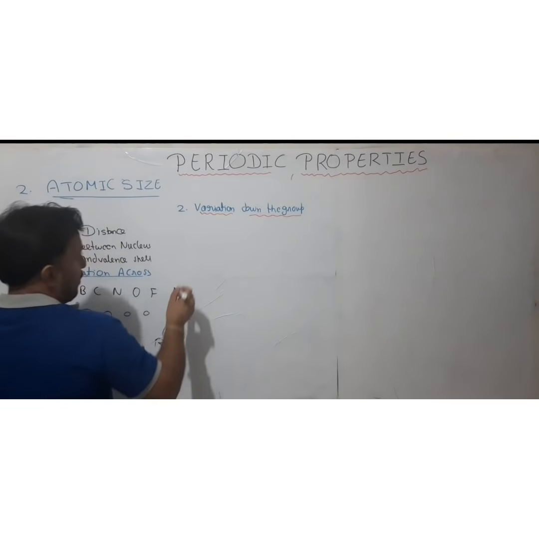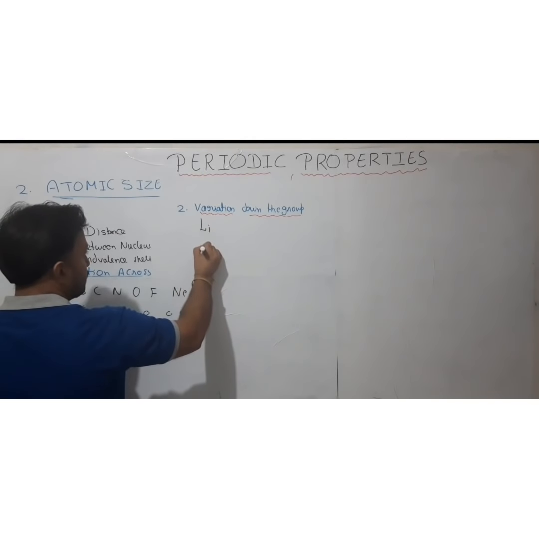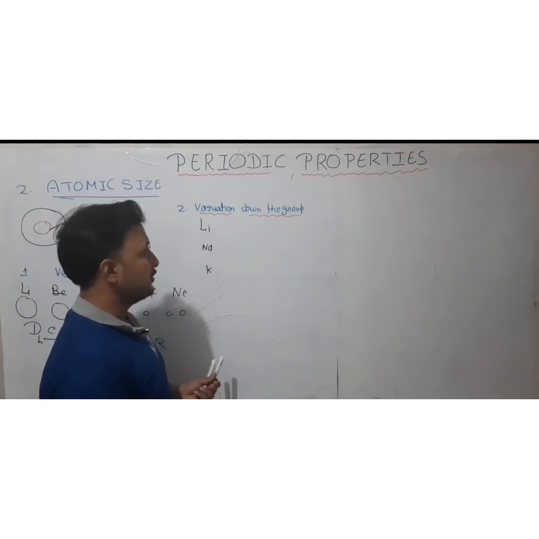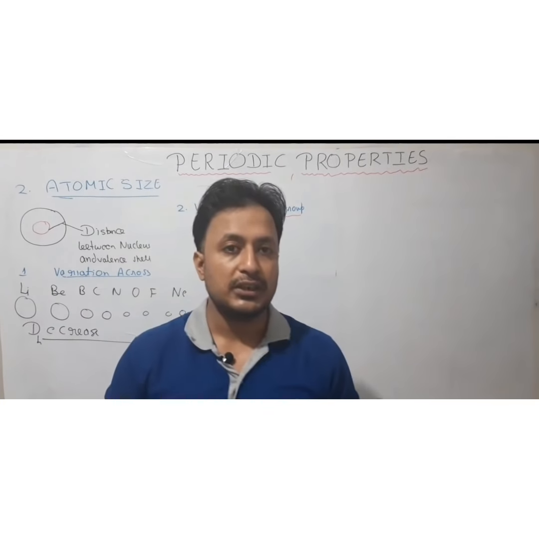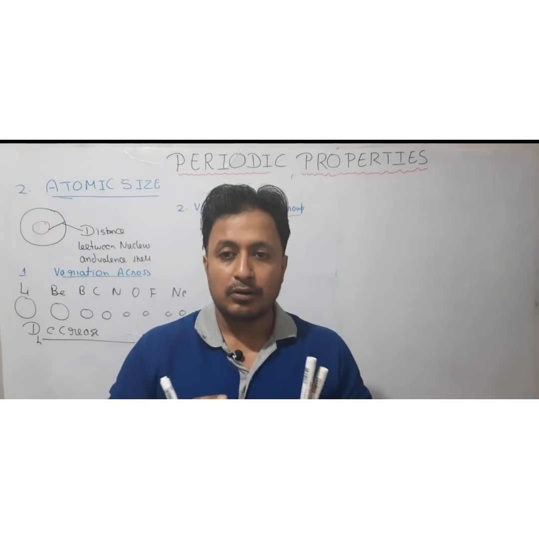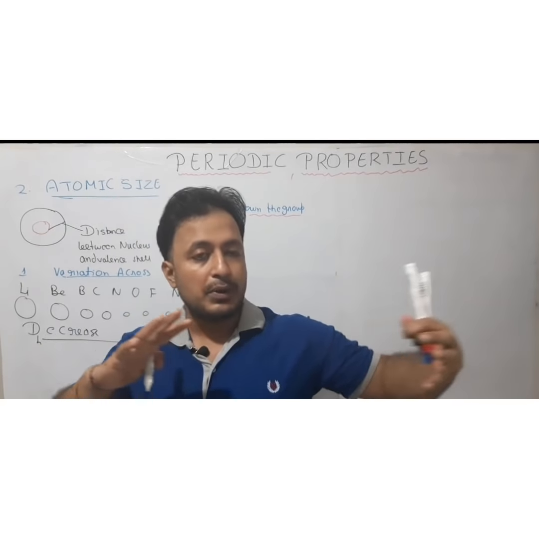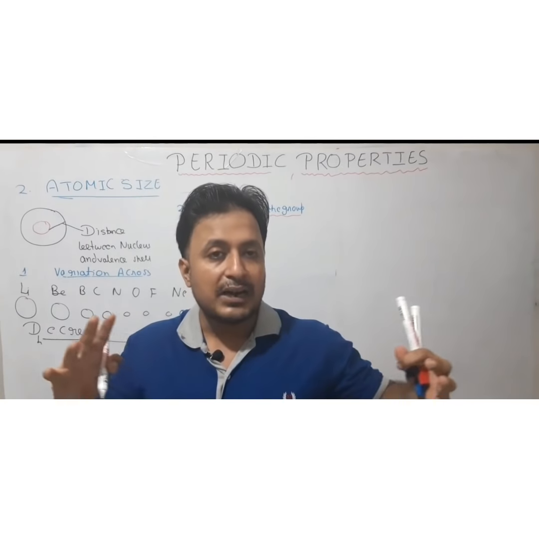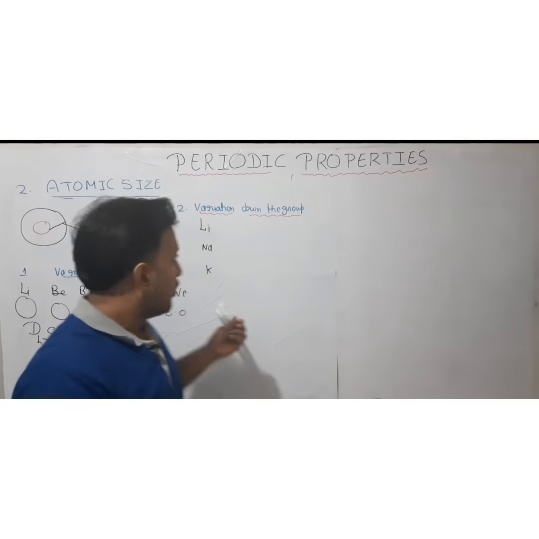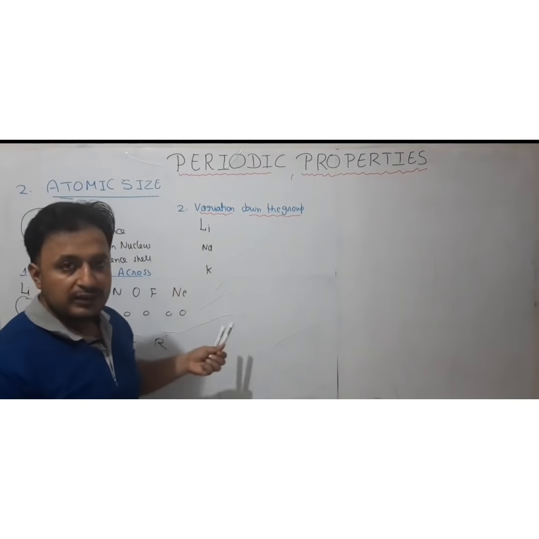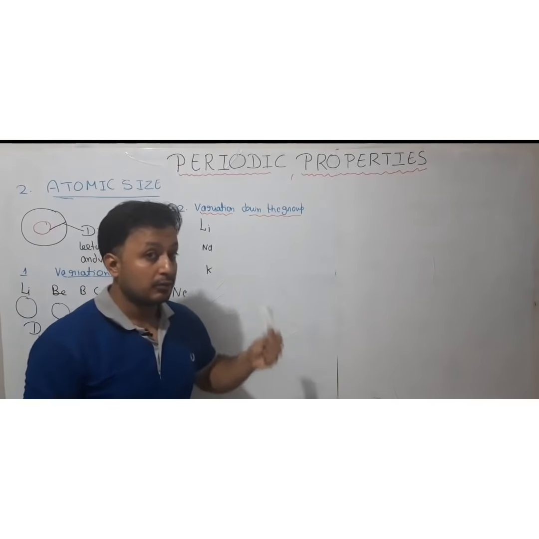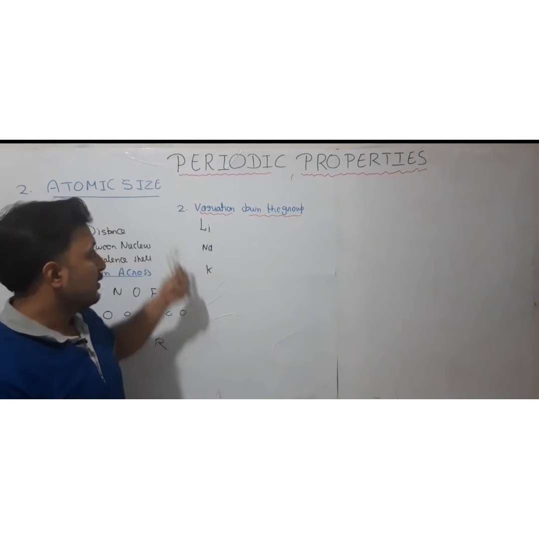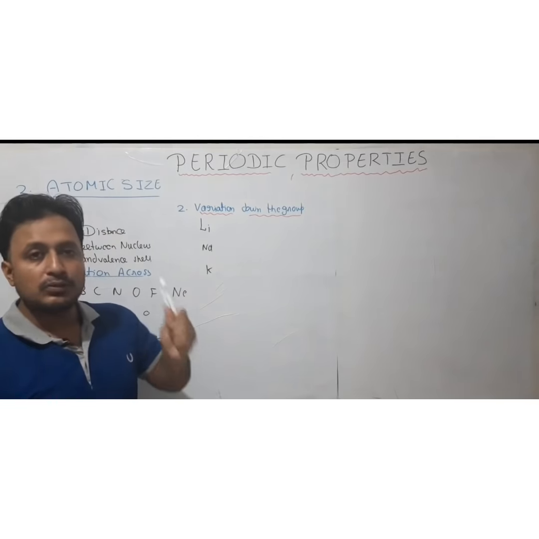Now we know when we move from lithium to sodium to potassium, the number of shells is increasing, which automatically decreases the nuclear charge. So when the nuclear force is less on the outermost shell electron, it means the electrons will be going away from the nucleus. It means the size of the atom is going to increase. Obviously, because the number of shells is also increasing, the distance between the nucleus and the outermost shell is already increasing, but also the nuclear force is less on the outermost shell electron. So it means the atomic size is going to increase down the group.